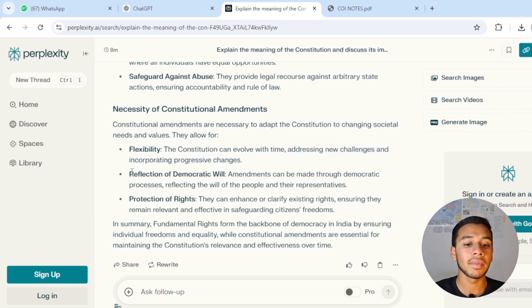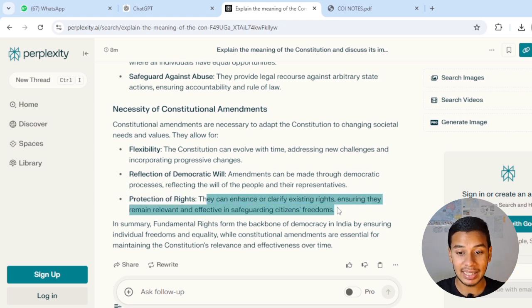Second one would be reflection of democratic will, which is amendments can be made through democratic processes, reflecting the will of the people and their representatives. Then the third one is the important one, which is protection of rights, which means they can enhance or clarify existing rights. Any rights which have been possessed till date cannot be removed easily, because they have been followed for many years.